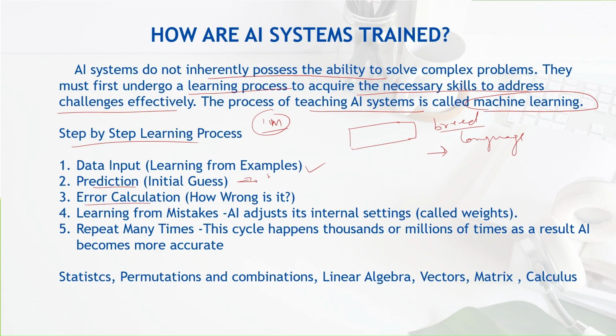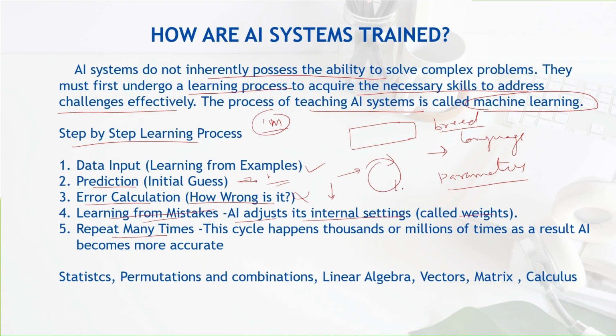But then there will be some errors. Why was it wrong? Why did I make the mistake? And then the error calculation happens. Just like we humans learn from a mistake, the AI system also learns from its mistakes. That is, AI adjusts its internal settings. There are certain settings called weights and many other parameters inside the AI machine. It'll reset these internal settings and then repeat many times. Once it corrects, it'll start predicting again. Again, if it finds that it has made an error, it'll calculate the error and learn from the mistake again. So this process keeps going on.